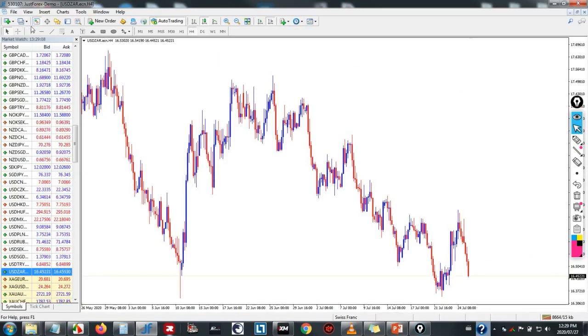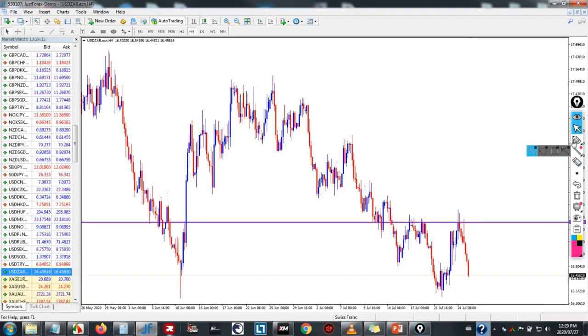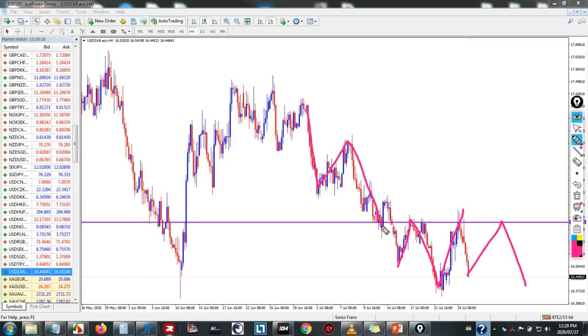I can already see a place where we can draw our resistance here, because the market came and tested it and fell away, then came and tested it again. So now if it comes and tests it, this is our potential to sell, because it's already in a downtrending market. So that's all I wanted to share today.